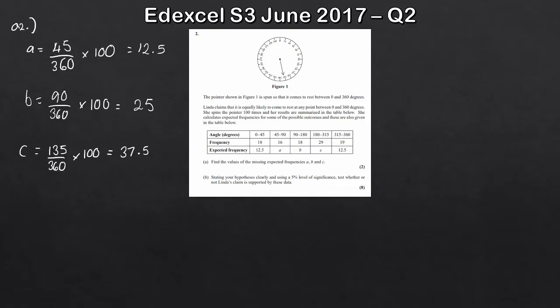So now we've got the expected values, let's go about doing the test. Again, 5% level of significance. So H naught here: because it's equally likely to come to rest at any point between 0 and 360, it's a continuous uniform distribution. The continuous uniform distribution is a good fit.